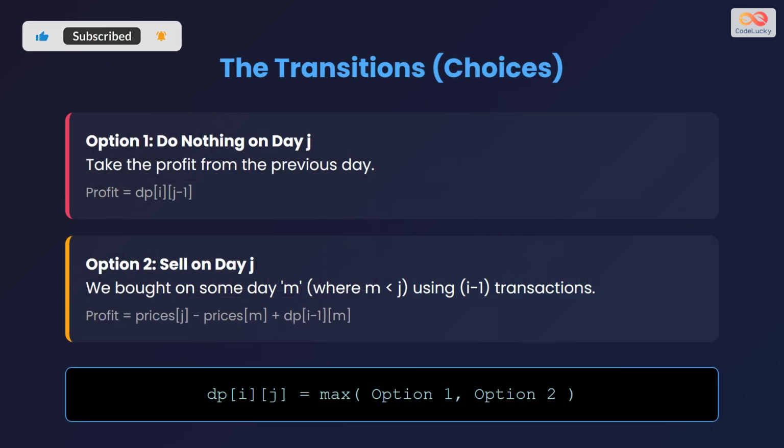Now let's figure out how to calculate each value in our table. On any given day j with i transactions allowed, we have 2 choices. First, we can choose to do nothing today. In this case, our profit is the same as it was yesterday. Second, we can choose to sell the stock today. This means we must have bought it on some previous day m. The profit would be the price today minus the price on day m, plus whatever profit we made with one less transaction before that purchase. We take the maximum of these 2 options.